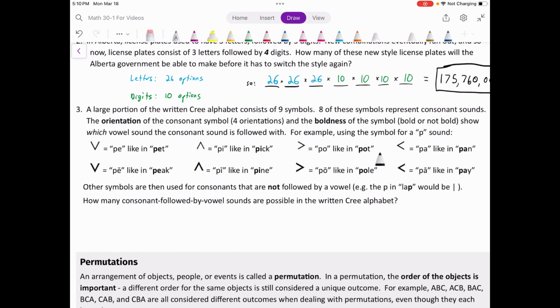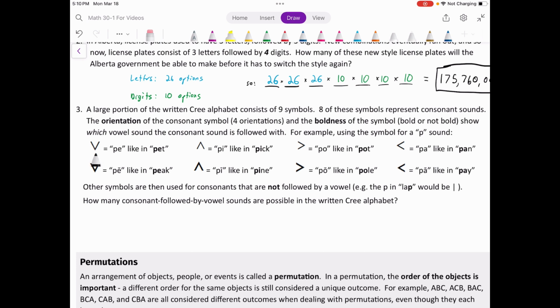Just this different orientation and boldness lets us use one symbol to represent 1, 2, 3, 4, 5, 6, 7, 8 different sounds, right? Unlike in the English written alphabet where we would need to actually write out all of these different combinations with the vowel, we can actually just use one symbol and rotate it and or make it bold to give off the sound we want, right? So if you saw this, it would be said as pa. If you saw this, it would be said as pie. If you saw this, it would be said as pe.